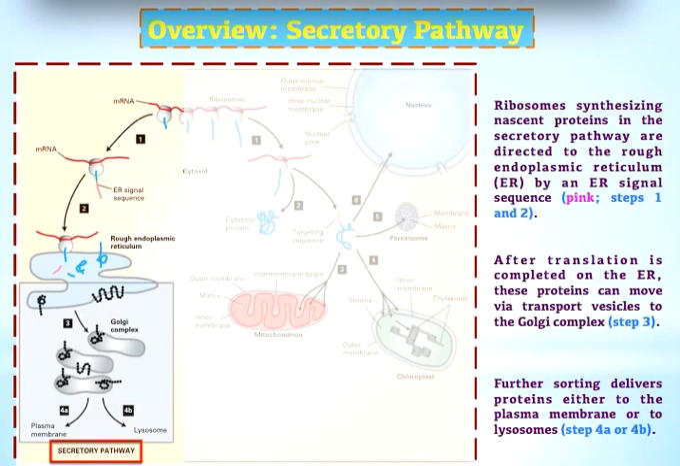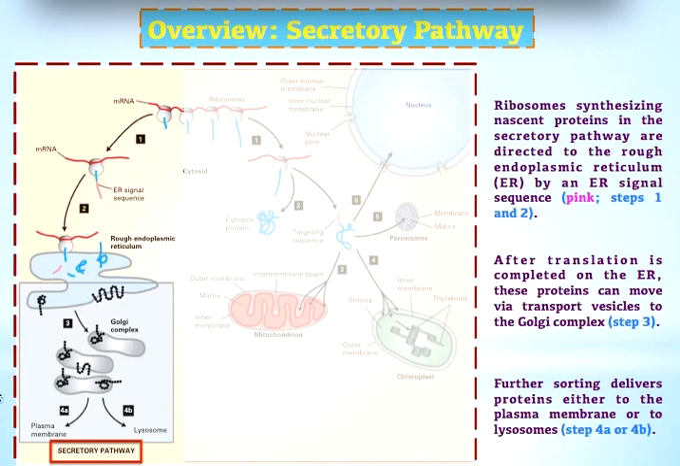Now in the secretory pathway of protein sorting, the proteins are synthesized on ribosomes studded on the outer membrane of the endoplasmic reticulum. While they are being synthesized, they are imported into the endoplasmic reticulum and then translocated to the Golgi complex. From there they can either reach the plasma membrane or even reach the lysosome. This part of protein sorting is called the secretory pathway.